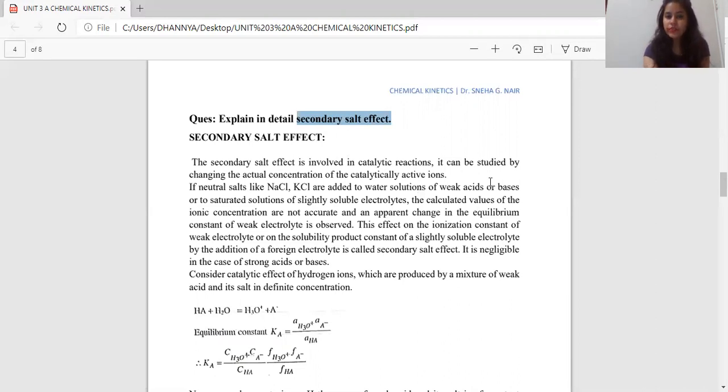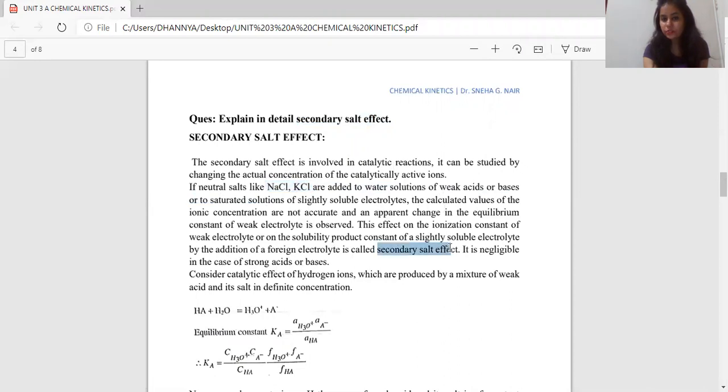Now, the secondary salt effect occurs because, for example, if I'm adding NaCl and KCl, which are nothing but neutral salts, into the water solution of any weak acid. What are weak acids? Anything which will not be able to completely get ionized. The simplest example of a weak acid is acetic acid. So, if I'm adding any neutral salt into the weak acid, the calculated value of the ionic concentration, which should have been there, will change apparently. So this results in a change in the concentration of the ionic value which we obtain.